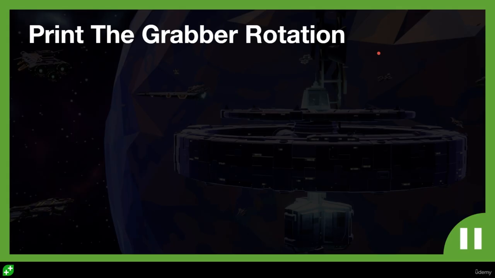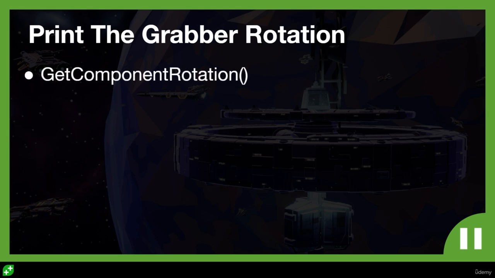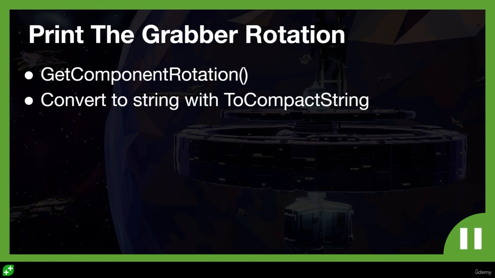So I'd like to challenge you to print the grabber rotation. The way we're going to do this is to get the component rotation this time, not the actor's rotation, because the important thing is actually how this particular component is rotated because it's attached to the camera. We're going to convert it to a string using the ToCompactString function of the FRotator this time, because we're not using an FVector for rotation. It does actually have a ToCompactString function, however.